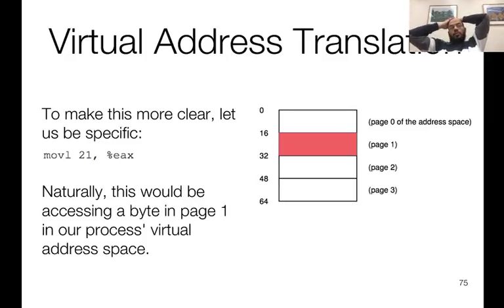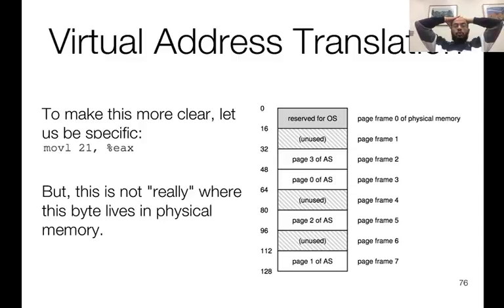Again, remember this is the virtual address space, which means that this doesn't map to a real memory location. The real memory location is where page 1 is actually, and page 1 here is on page frame 7. So although you're trying to move memory location 21, in reality you're trying to move memory location 21 plus 112, because this is where the bytes actually live.